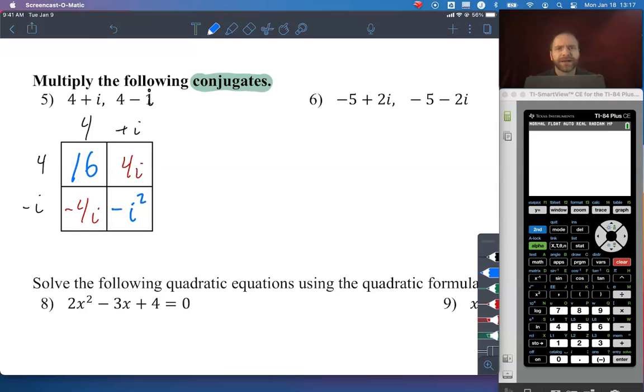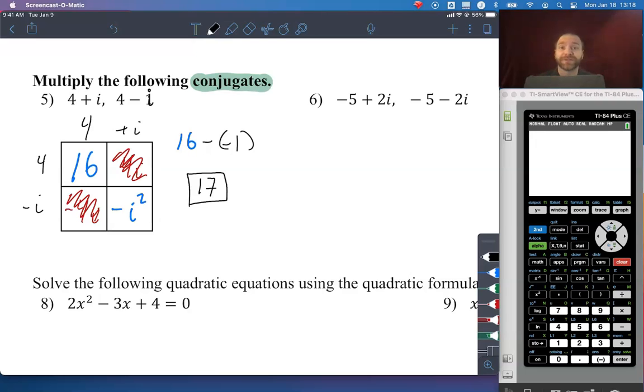So notice what happens when I go to the next step. I'm going to try and combine things together. Well, 4i and negative 4i, it's very interesting to see that those are going to cancel each other out. So I'm really left with a 16. I have minus i squared. Well, i squared is -1. So I really have 16 plus 1, which is 17. And that's my answer.